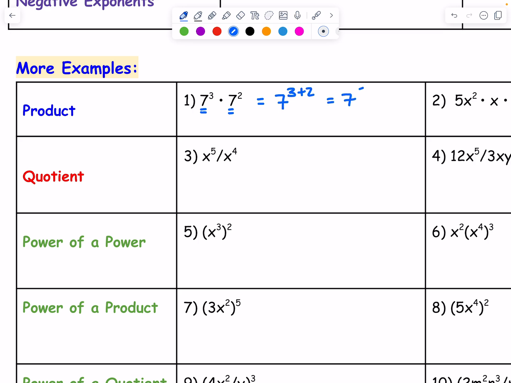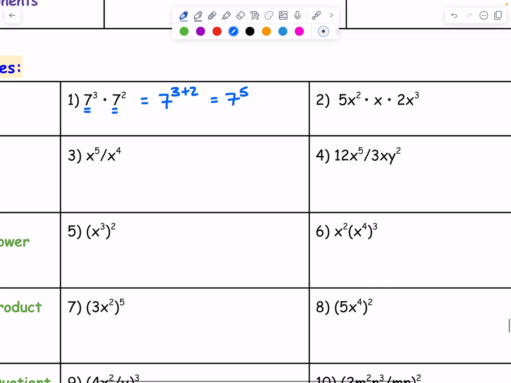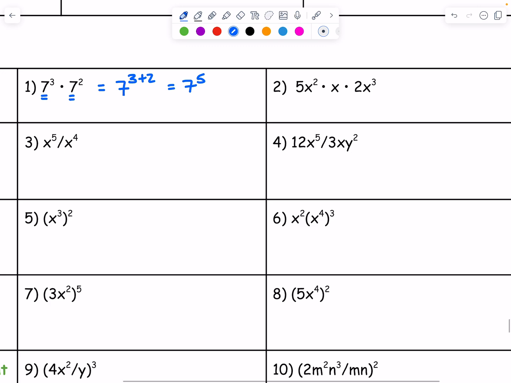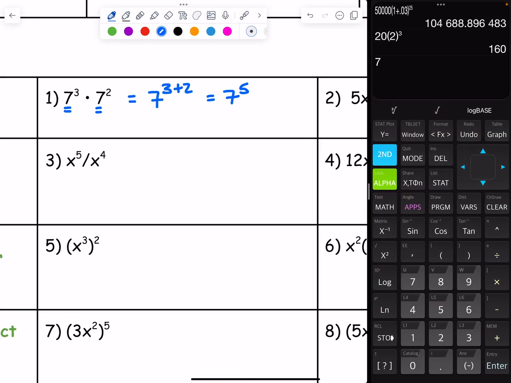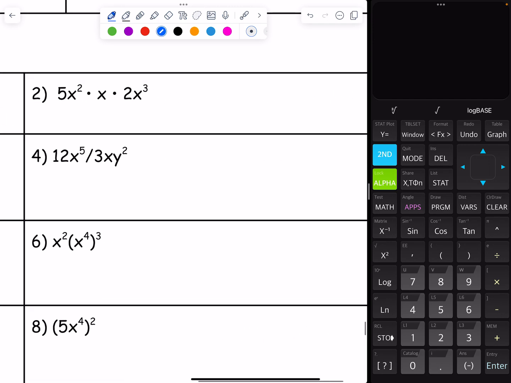And so I get 7 to the 5th power. And that's all I need to do for that one. You can type that in the calculator if you need to get an actual larger number, or you can leave it that way. So let's see, if we did type it in the calculator, 7 to the 5th power would be 16,807. So I would just put that, or, because sometimes they'll just leave it as 7 to the 5th power.